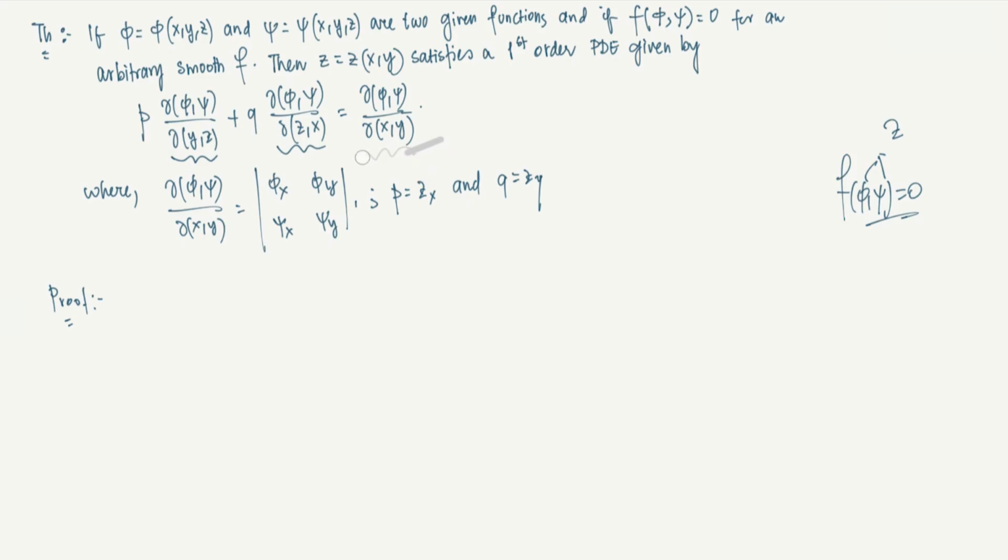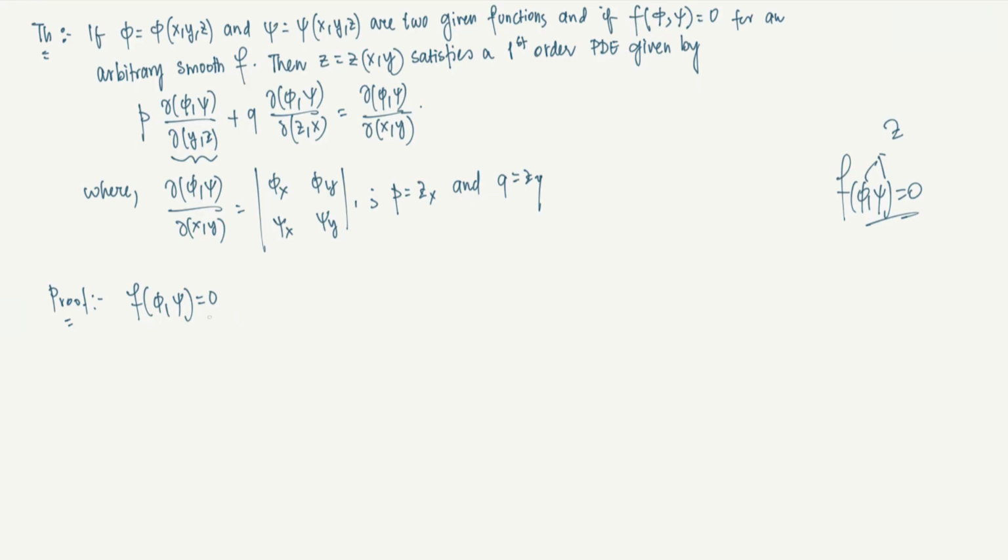Once again, let's look at the proof of it. The proof is very easy. Since f of phi, psi equals 0, that's what is given to us, we can take the derivative. This is a chain rule problem. Some of you may not be very comfortable with the chain rule, so I am going to write it down properly so you know what is happening here.